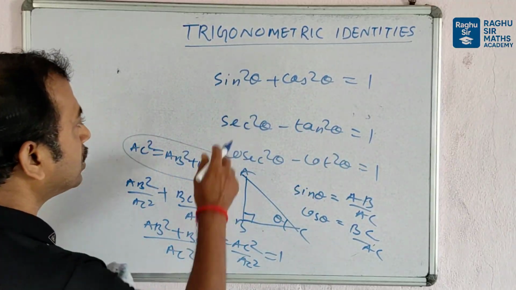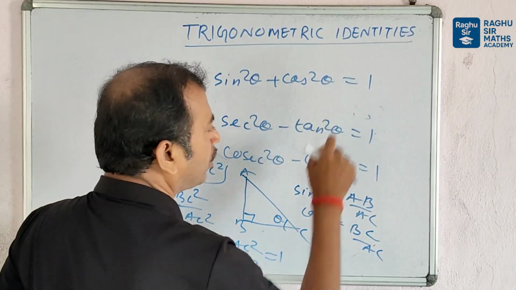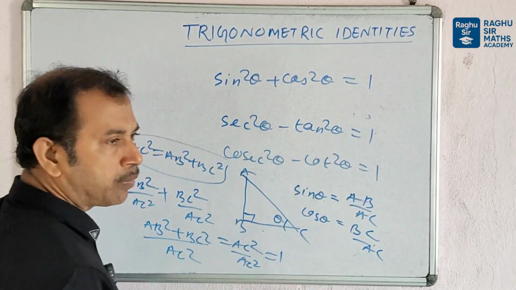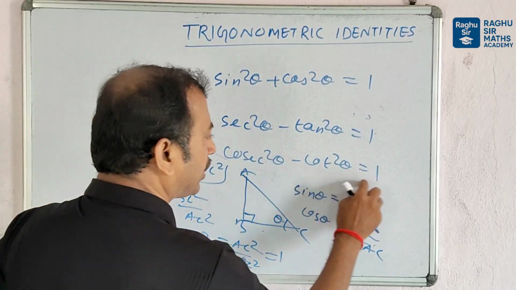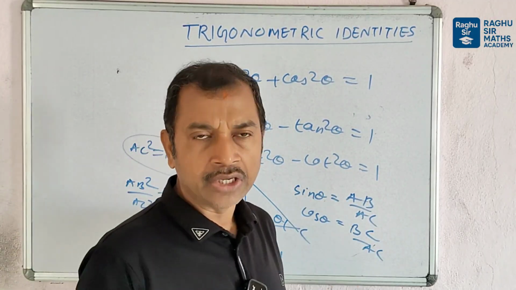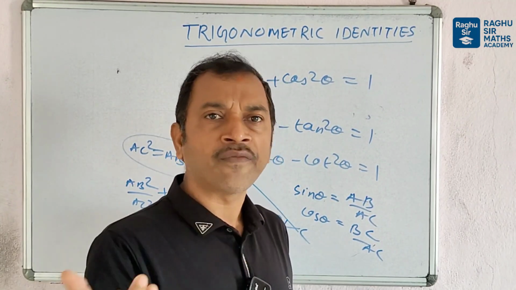So sin square theta plus cos square theta अगर 1 होगा तो sin square equal to what? 1 minus cos square theta. Similarly, sec square theta equal to what? 1 plus tan square theta. Cosec square theta equal to 1 plus cot square theta. These are the identities. So using these identities, you have to prove lot of questions.